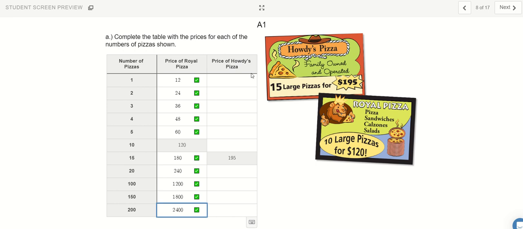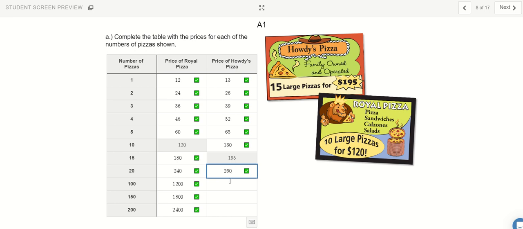All right, let's see Howdy's. I know that for 15 pizzas, it costs $195. If I want to figure out the cost of 1, I can divide both sides by 15. So 195 divided by 15 is 13. From here, I can just keep doubling, times 2. 13 times 3 is 39. Times 4 is 52. For 5 pizzas, times 5 is 65. If I want 10 pizzas, I can double this amount, so double 65 to get 130. If I want 20 pizzas, I can double it again, so that's 260.